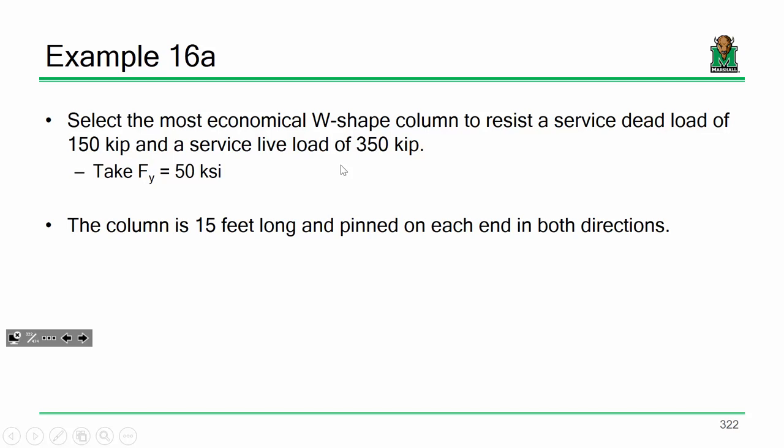Now the first problem that we did was this one. The purpose of this problem was really to just try and get you more acclimated with how to select trial shapes in the design aid in table 4.1. What made this problem easy was that the boundary conditions and the column lengths were the same in both directions. And if your K is the same in both directions and your L is the same in both directions, then the weak axis automatically governs and you don't need to go back and check the strong axis.